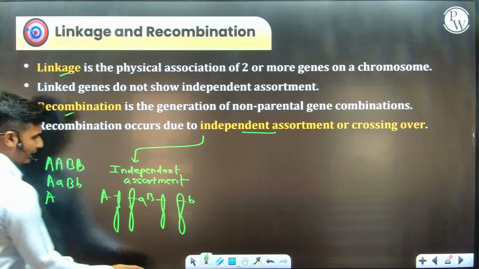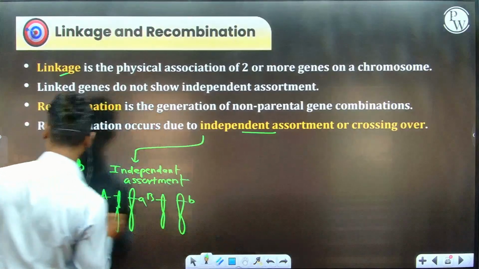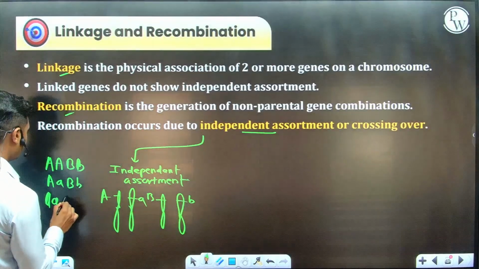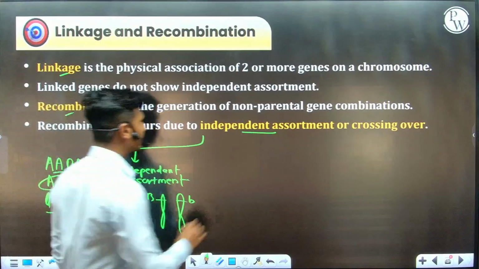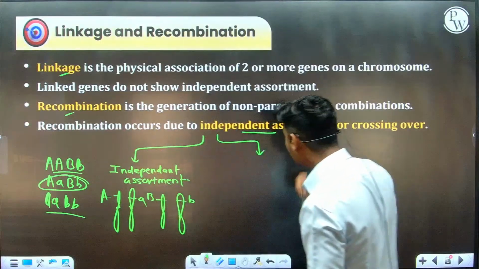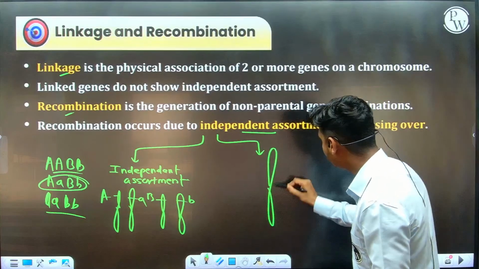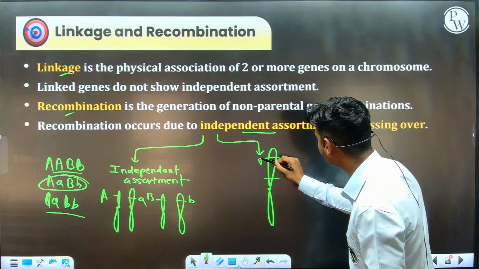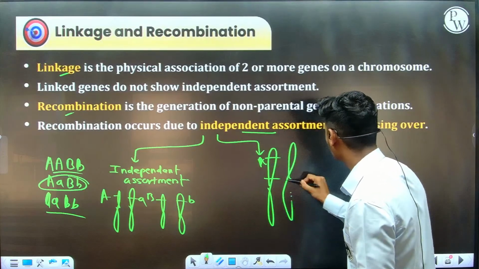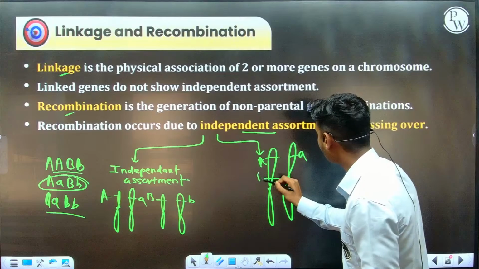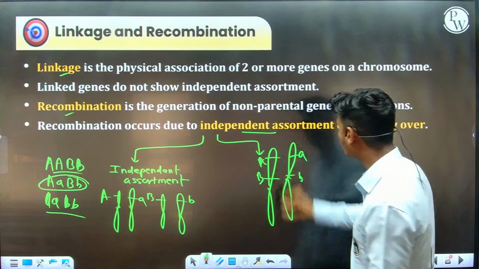Capital A, small a, small a, small a, small a, small b, small b. Those are parental type, those are the recombinant type. If we are talking about linkage, linkage means they are closely located. Capital A, small a, capital B, small b, closely located.